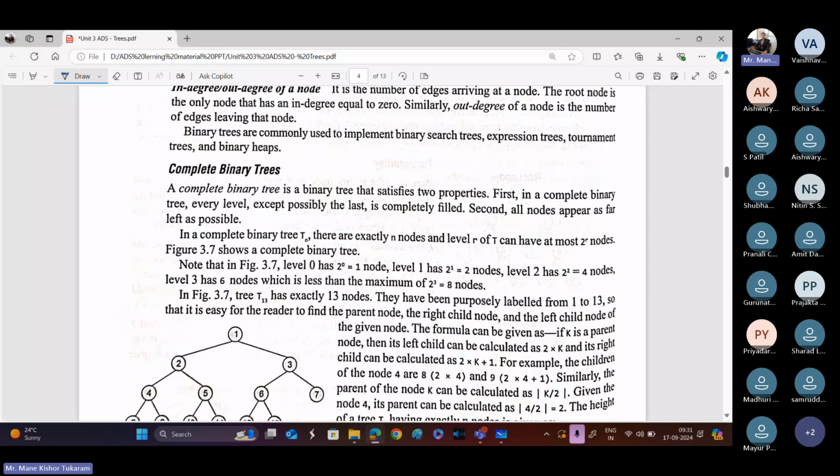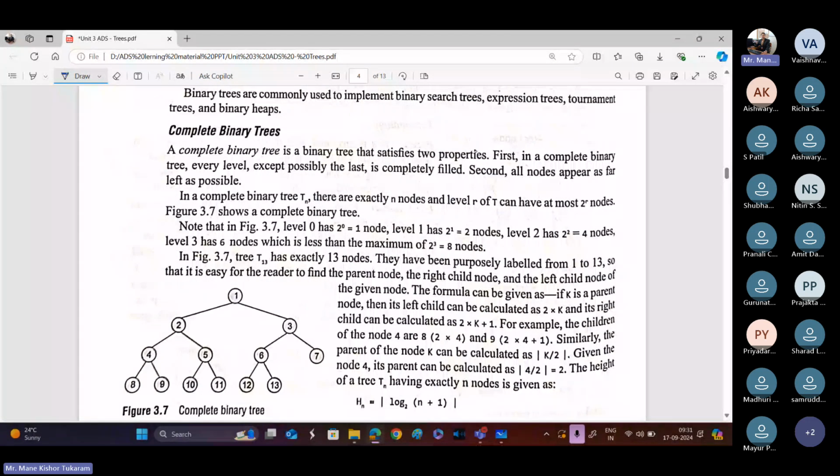Then complete binary tree means what? The tree which satisfies two properties. Okay, so first, in a complete binary tree, every level except possibly the last is completely filled. Okay, so completely filled means what? Must have two children, and all nodes appear as far left as possible. Okay, so the second property is that all nodes appear as far left as possible.